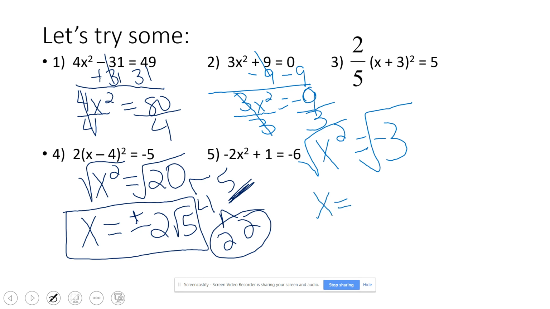x is equal to, we personally wrote that square root sign, so we have our plus or minus. Now, we have a negative underneath that radical. So remember, we changed that to radical 3 times radical negative 1. Square root of negative 1 is i, and we cannot simplify radical 3. So plus or minus i radical 3 is our solution.